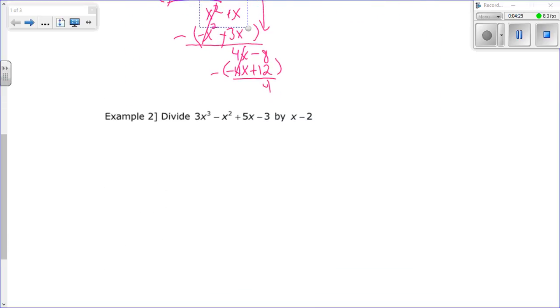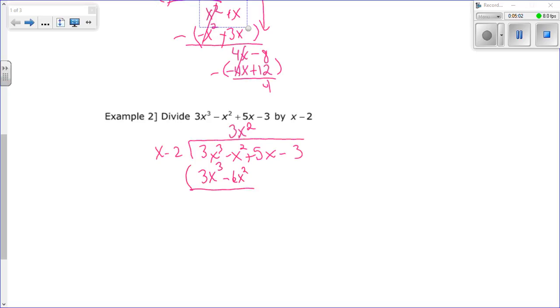All right, let's try it again. I have x minus 2 divided into 3x cubed minus x squared plus 5x minus 3. Move over 2 places. What do I multiply x by to get 3x cubed? That is 3x squared. So when I multiply, I have 3x cubed minus 6x squared. And then I'm going to subtract, change everything to its opposite, and we will have 5x squared. Bring down the 5x.